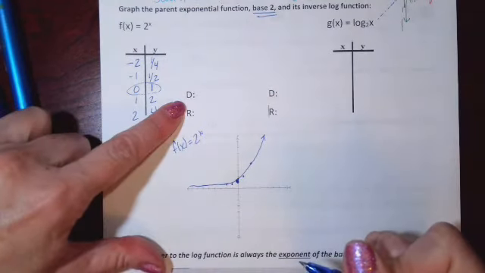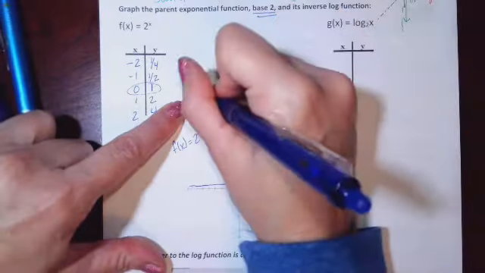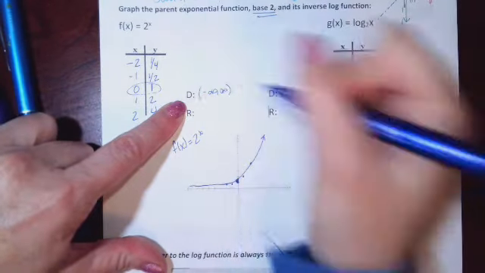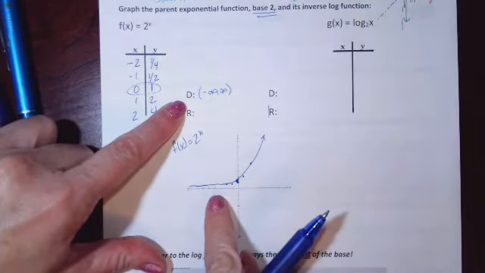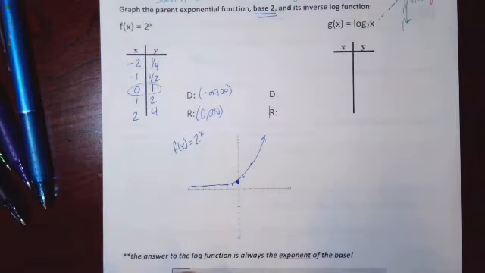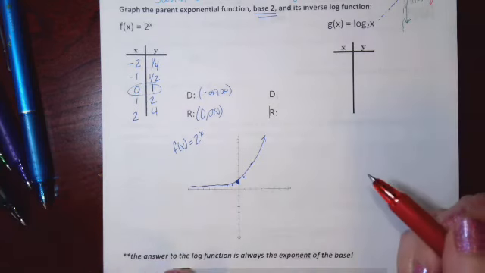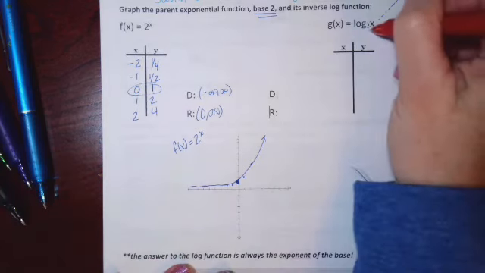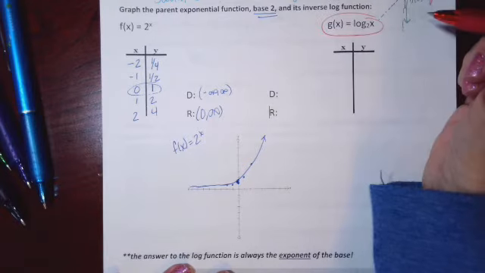The domain of this function is all real numbers, and I have a limit on the range. My limit is my horizontal asymptote, so from 0 to positive infinity. Now we want to find the inverse of that. The inverse is the log function, base 2.